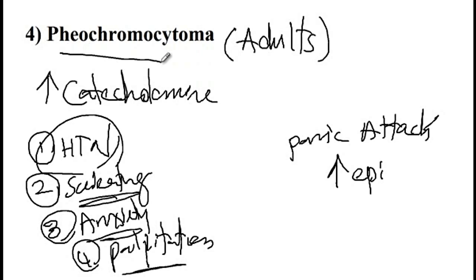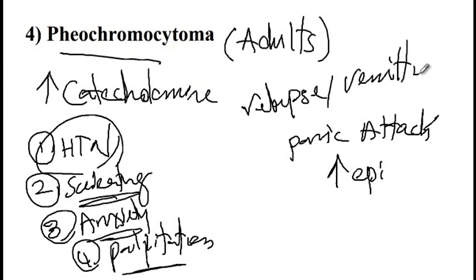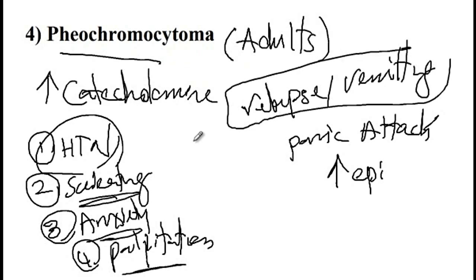Now, the course of the pheochromocytoma is relapsing and remitting. So these patients will have these symptoms, resolved, then they'll have them again. So it keeps on going back and forth. It's not like they present with sweating all the time. No, it's relapsing and remitting.